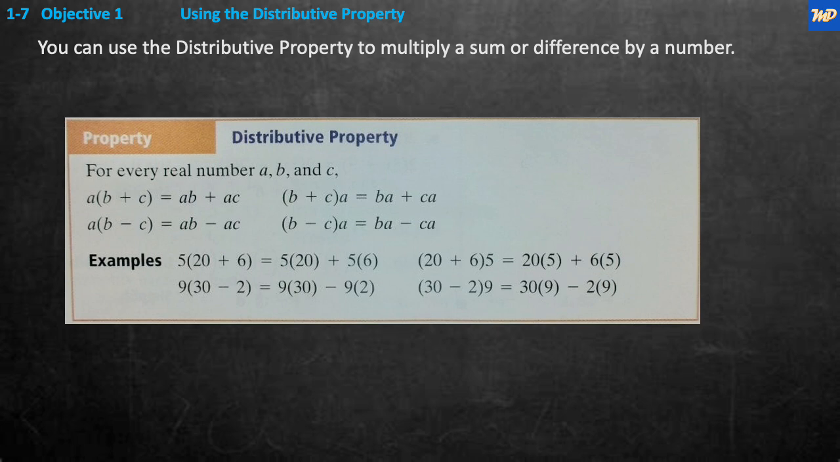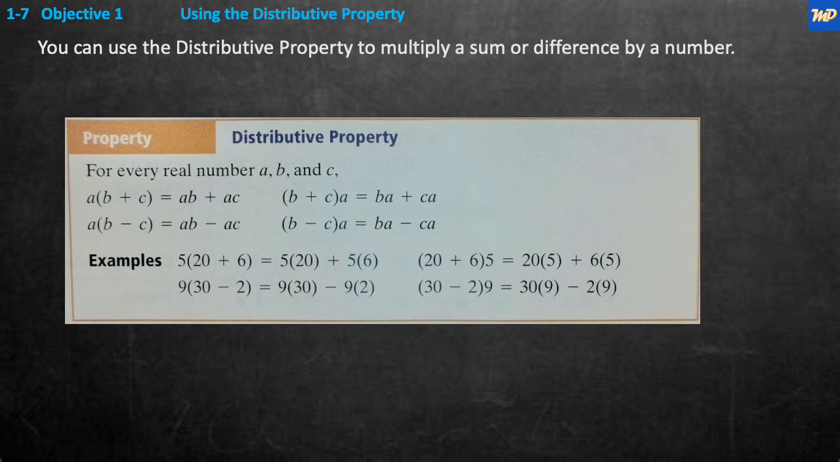The quantity b plus c times a is equal to ba plus ca. And we can do it with subtraction. So that was the sum. Now there's a difference. A times the quantity b minus c is equal to ab, which is a times b, minus a times c, or ac. Or the quantity b minus c times a is equal to ba minus ca.